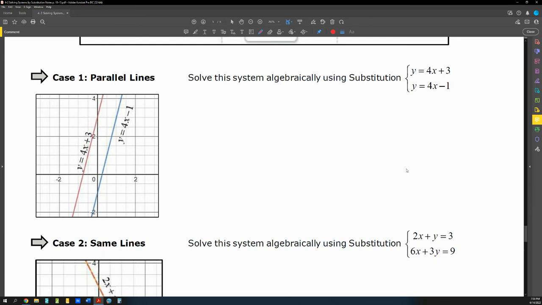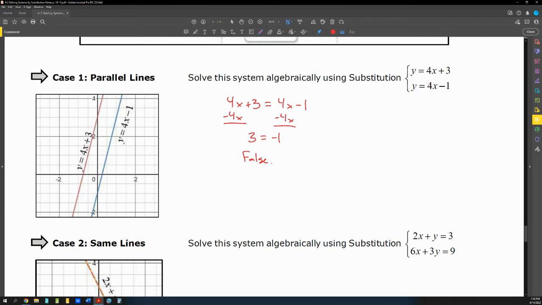Right now, they're both solved for y, so we can just simply set the equations equal to one another. So we get 4x plus 3 is equal to 4x minus 1. To solve this, I'll subtract 4x from both sides, and we get 3 is equal to negative 1. Now we have to ask ourselves, anytime we get to something like this, is this a true equation or is this false? Does 3 equal negative 1? No, this is false. 3 equals 3, and negative 1 equals negative 1, but 3 does not equal negative 1.